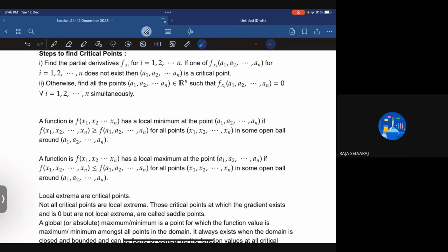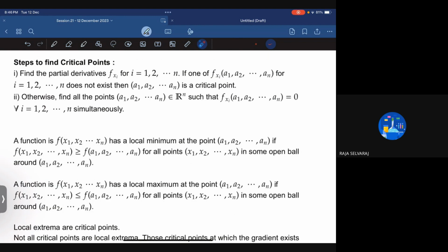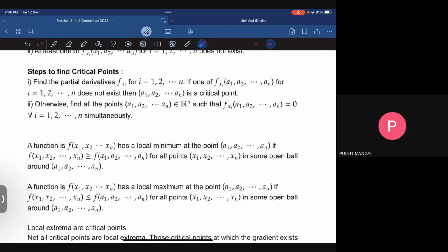Sir, if it does not exist, what does it mean by does not exist? It would be like imagine a complex number or something. Yeah, in the example where it doesn't exist, as you said, you will get either a complex number or something, like the square root of -2. So that is the does not exist case.